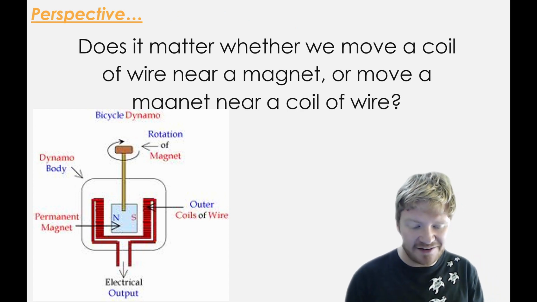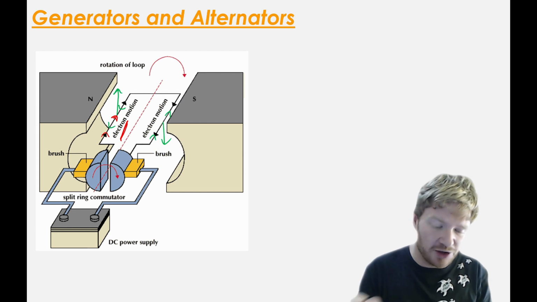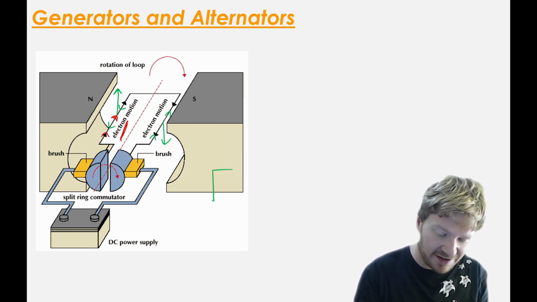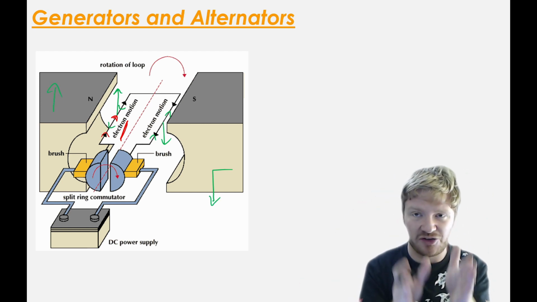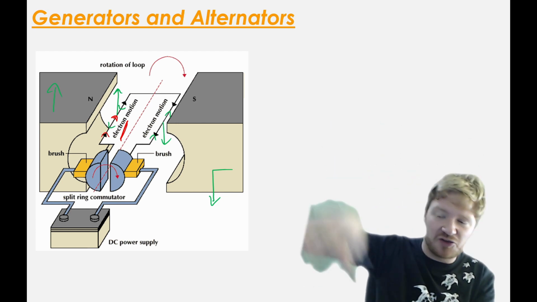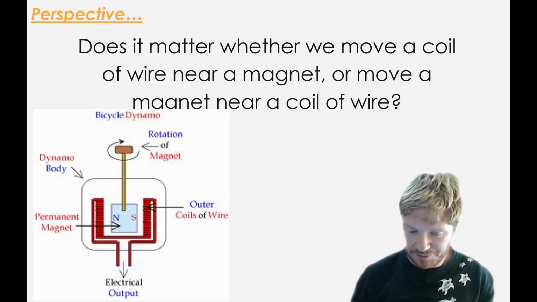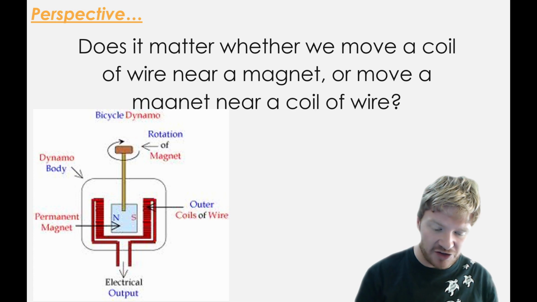Now, does it matter if I have this situation where I'm spinning a coil of wire? What about if I actually took these magnets here and I spun the magnets around the outside? So you imagine that the wires stayed fixed and I spun the magnets around and around and around. And it turns out it wouldn't make any difference. So this is the idea of a dynamo.